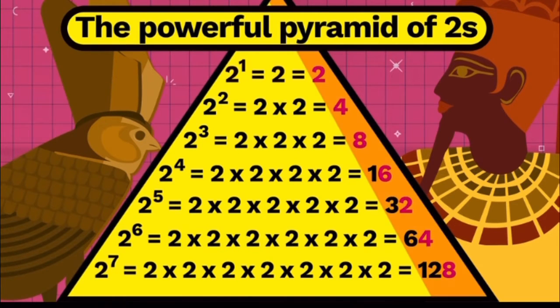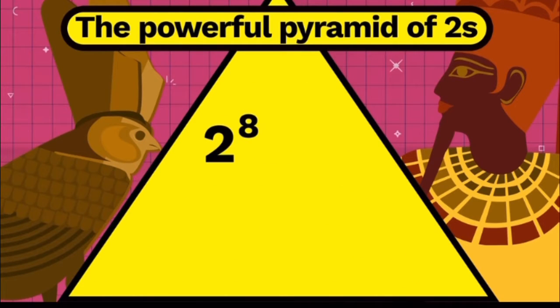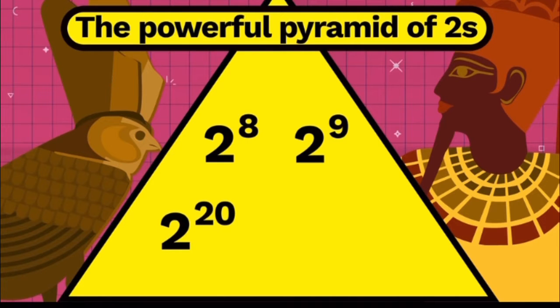Now look at the final digits of all the answers in the pyramid of powers. Can you work out the last digit of 2 to the power of 8, 2 to the power of 9, 2 to the power of 20, and 2 to the power of 111?